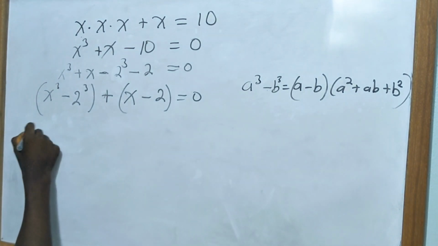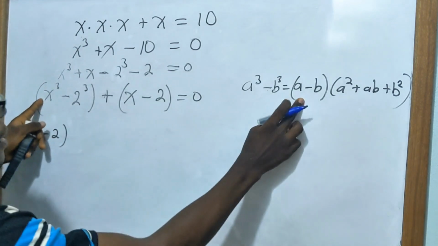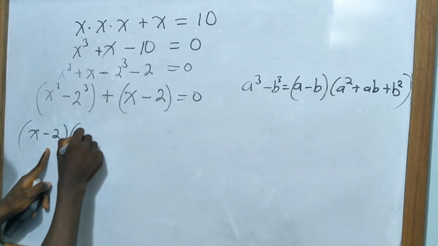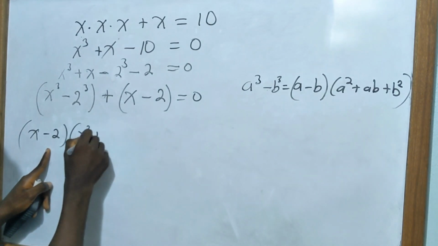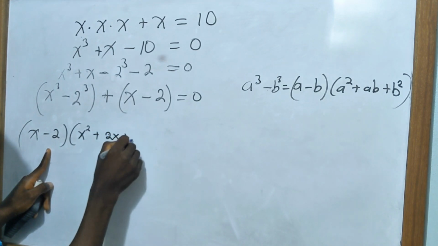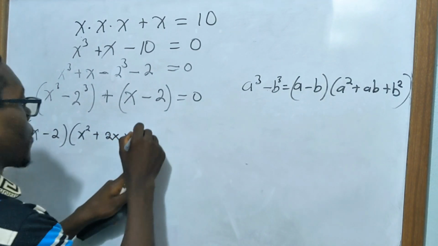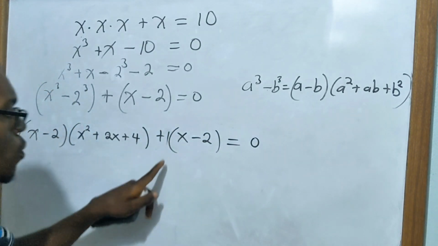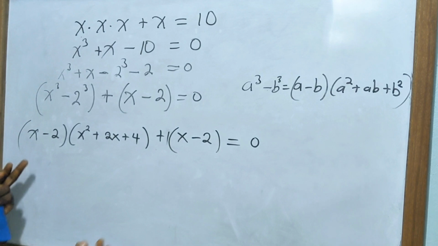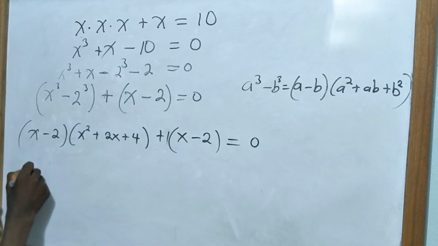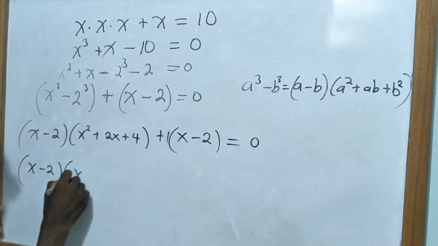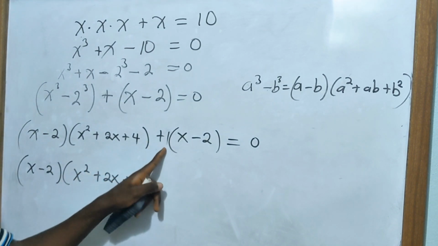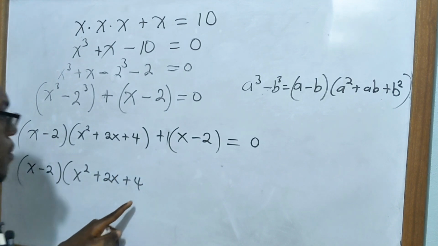Moving on here, we're going to have x minus 2, because our a is x and b is 2. So x minus 2 times x squared plus 2x plus 4, because that will be 2 squared, plus x minus 2 equals 0. You can see this has a 1 here. At this point we can take out x minus 2 since it's common. We take it out and have x squared plus 2x plus 4. Don't forget that this one is there, plus 1.